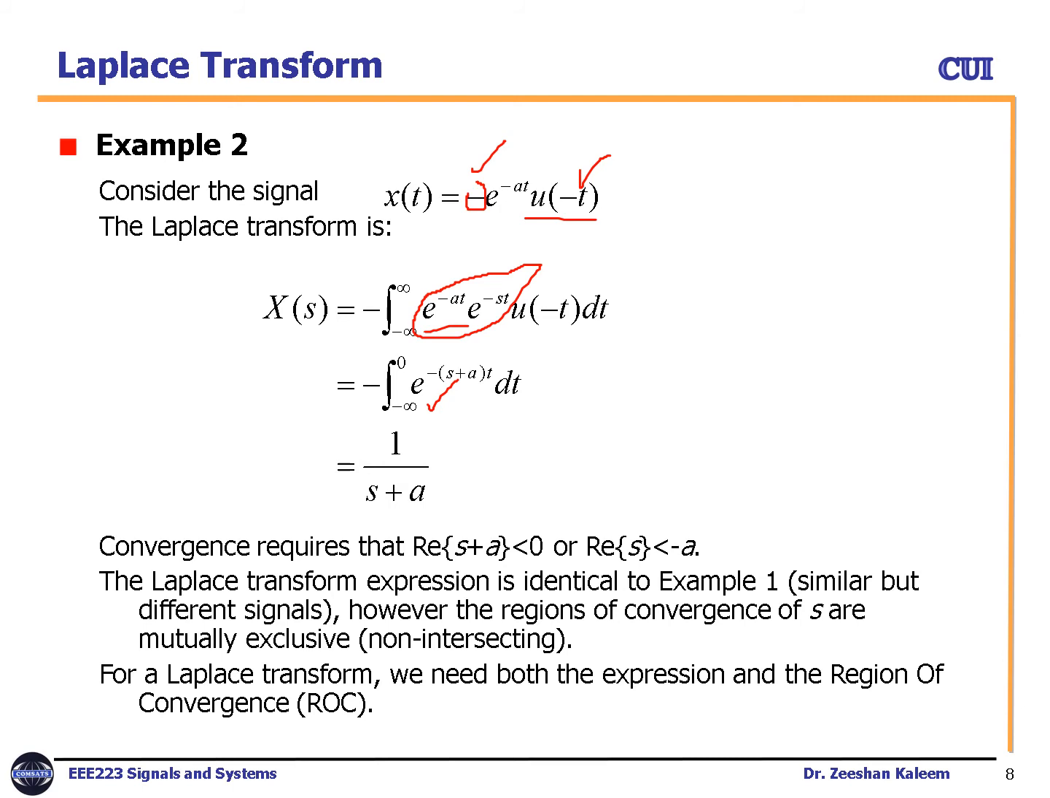And as you know, previously we found that the integral of e to the minus (s plus a) t is equal to 1 over s plus a. So the result is similar. Convergence requires that the real of s plus a should be less than 0, or the real of s should be less than minus a. So the Laplace transform is identical to example 1.